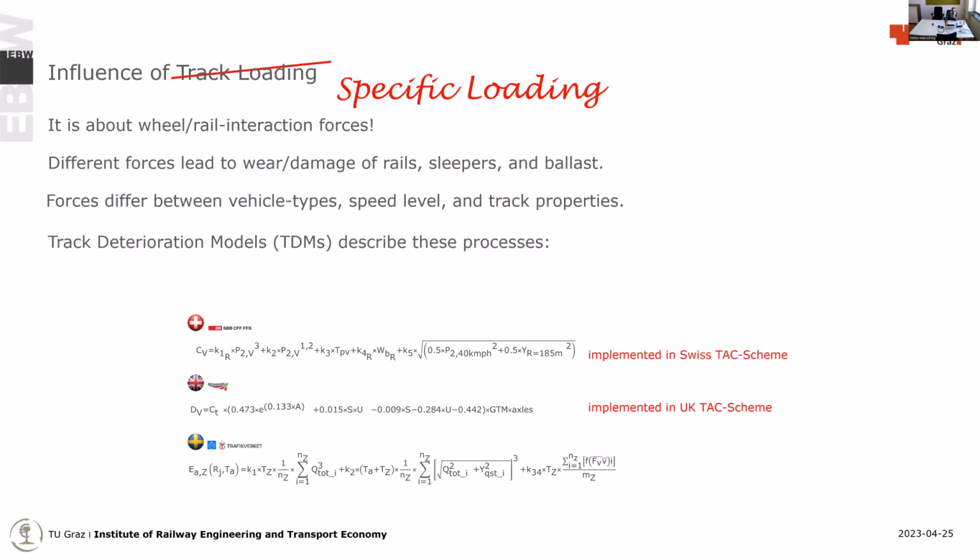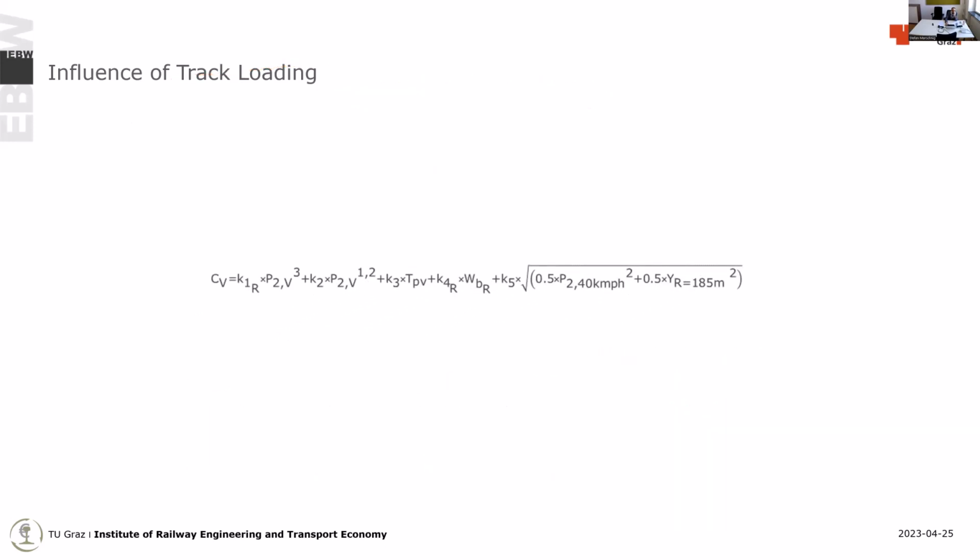You see that some of them are used, or two of them are used in track access charging schemes, and I would like to use the Swiss approach as an example. What does that mean, that complicated formula? In terms of track access charging and all these organizational topics behind, this might be a very detailed formula. It's still definitely more complex than taking gross tons and multiplying it by a cost figure.